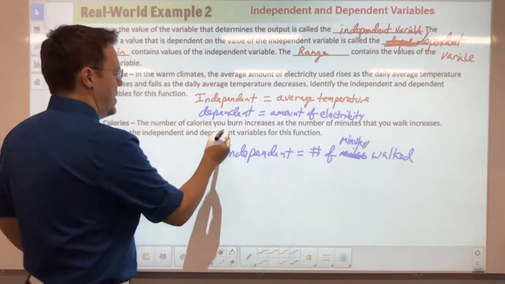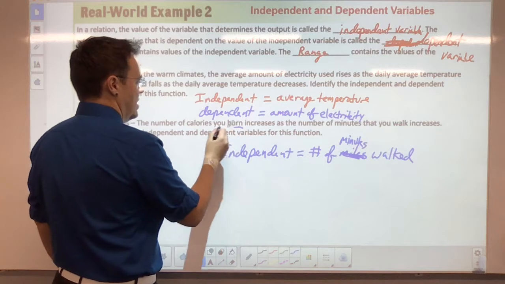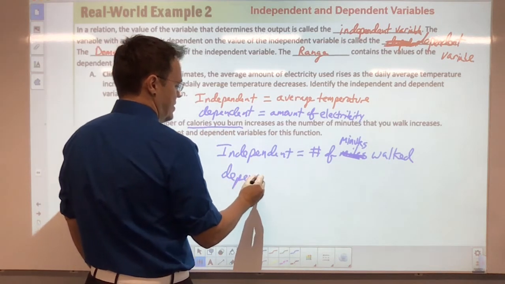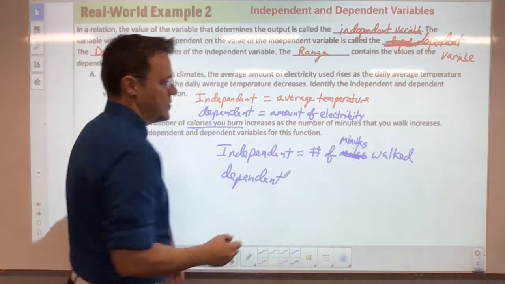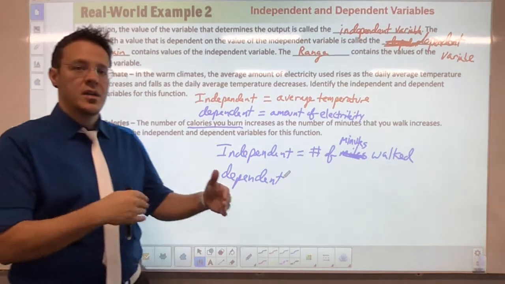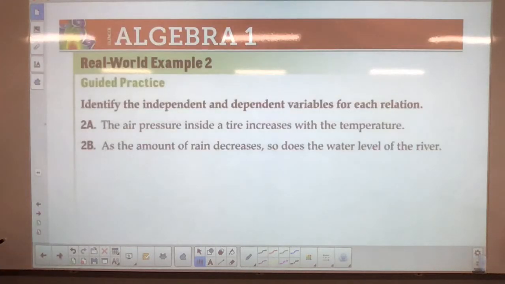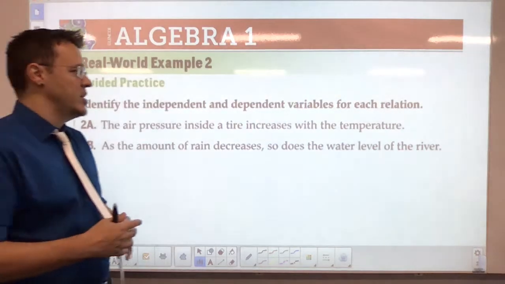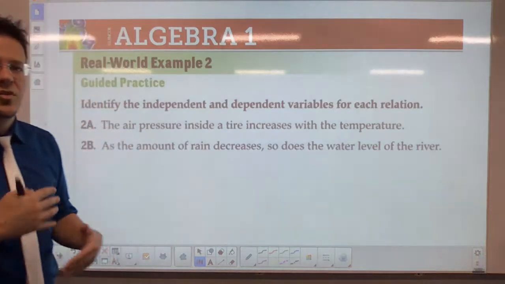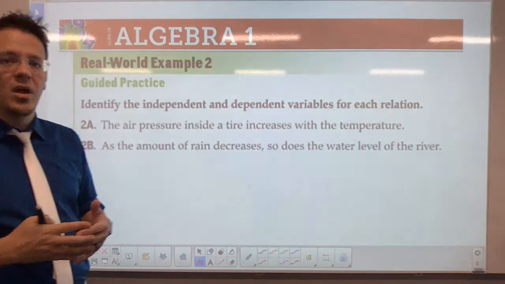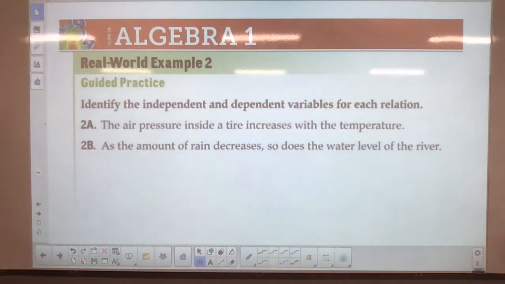And then what's the dependent? The dependent would be the calories you burn. Okay, so that would be dependent. Simple setup, right? One goes with the other and vice versa. So what I want you guys to do now is pause the video here. There's also going to be a question for you. I want you to identify what the independent and dependent variable are of each one of these questions.